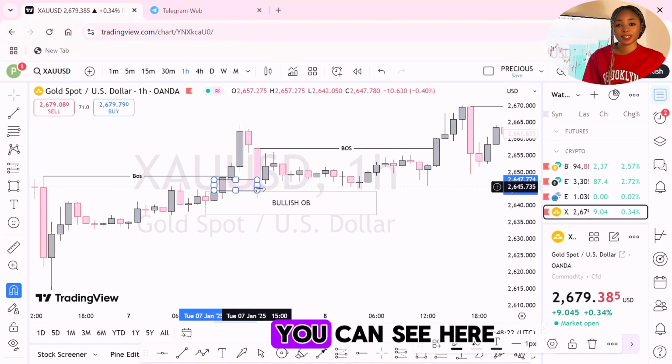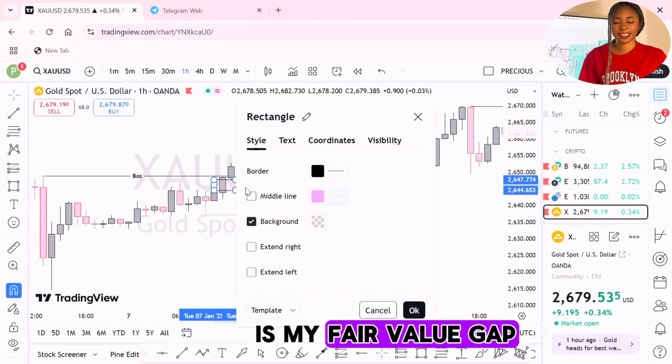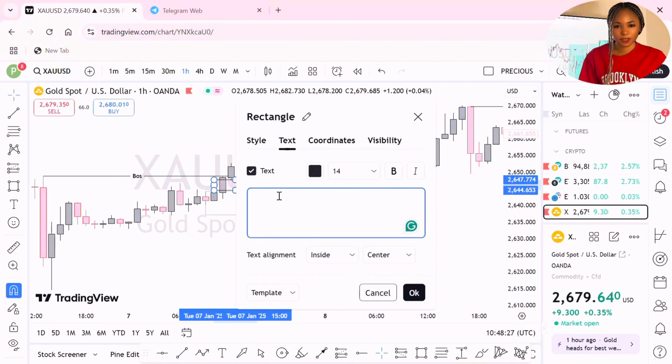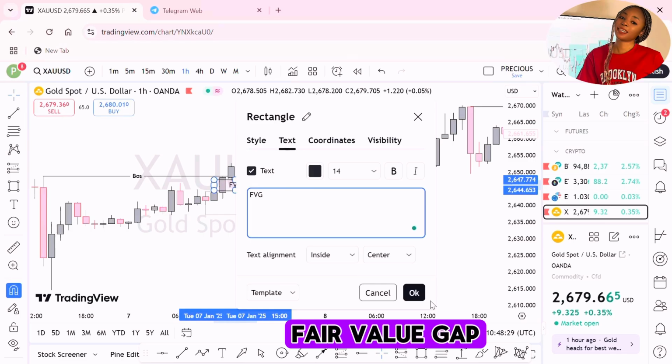So you can see here is my fair value gap. Let's label it fair value gap.